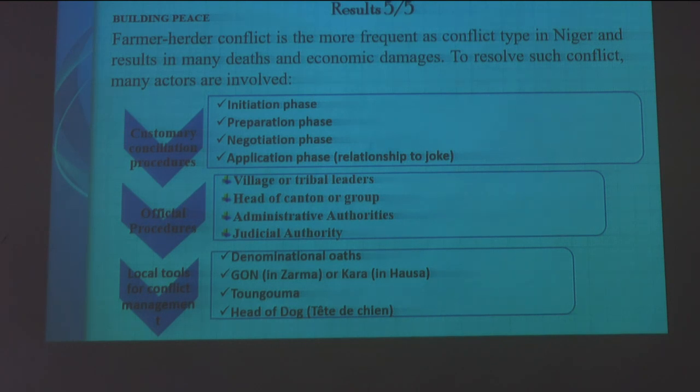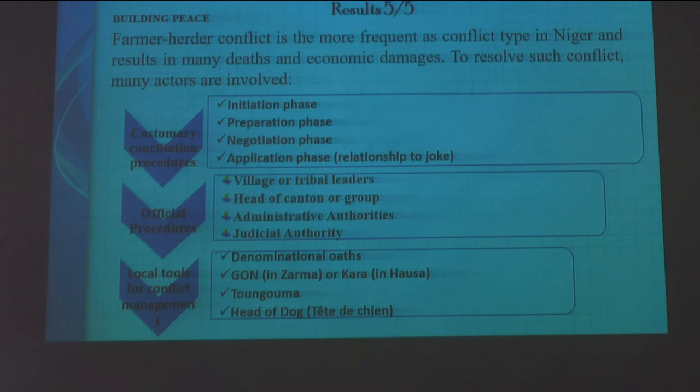And lastly, Mr. Chairperson, for building peace, we were only able to conduct a survey in 3 regions to capture from those farmers and herders what the problem is and how they solve issues when they are raised. We understood that in Niger, there are 3 ways to deal with such conflicts when they occur. The first is to use customary conciliation procedures. The second is the official procedures, and the last is to use local tools for conflict management.